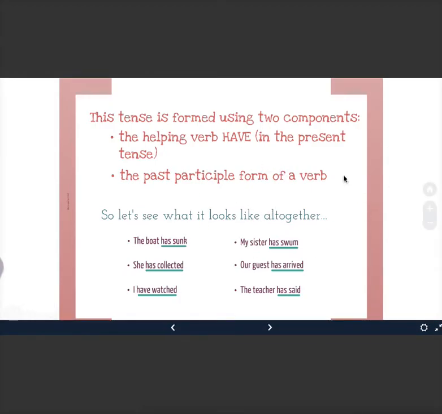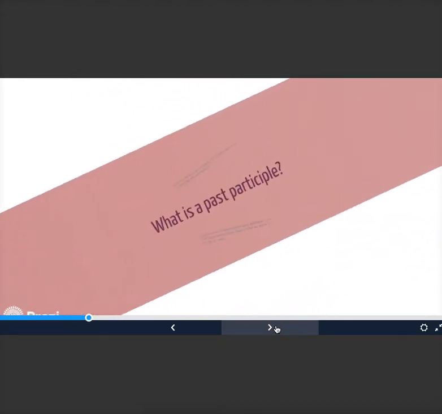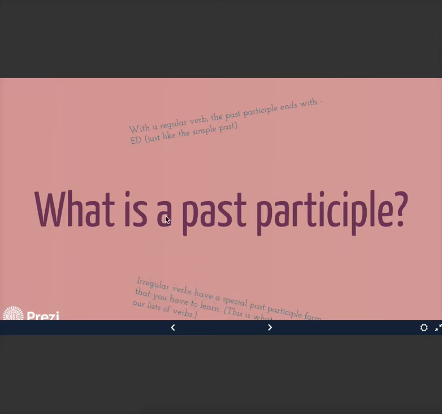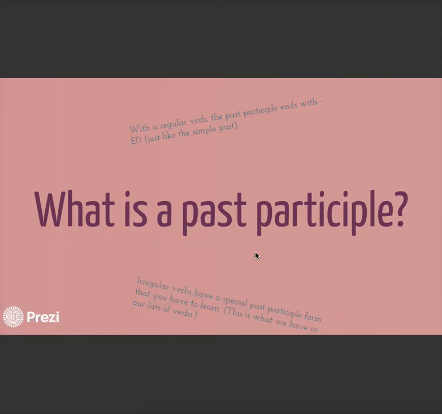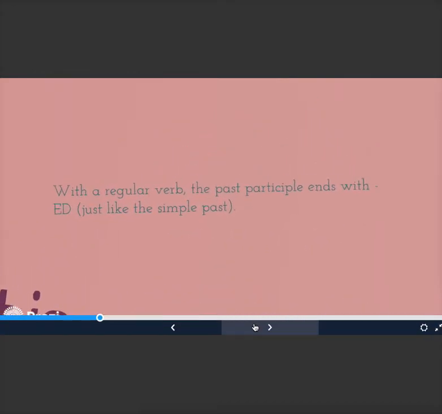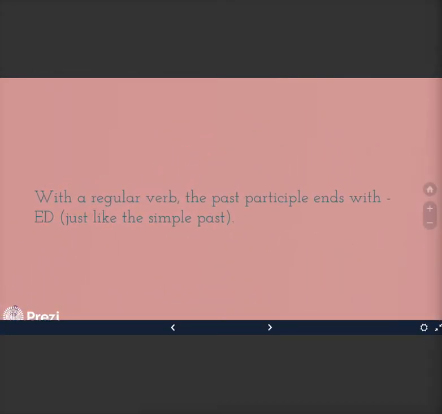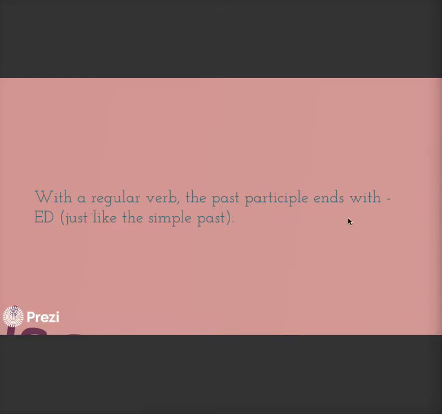Okay, so let's continue. For the last time, guys, please memorize the past participle form of the verbs. What is a past participle, guys? I am going to explain this specifically, just for you to know what this is. So, as I was telling you guys, with a regular verb, the past participle ends with -ed, just like the simple past, in the normal way, just with -ed.